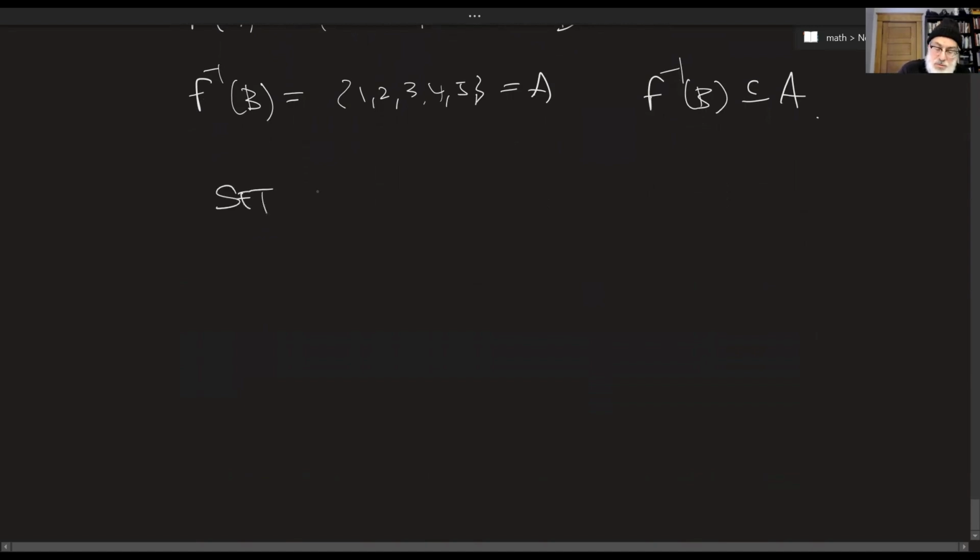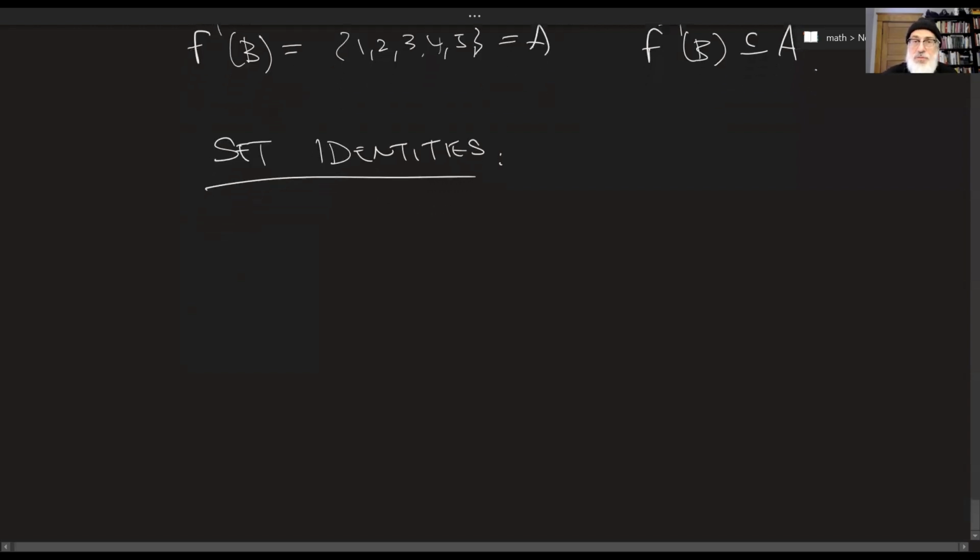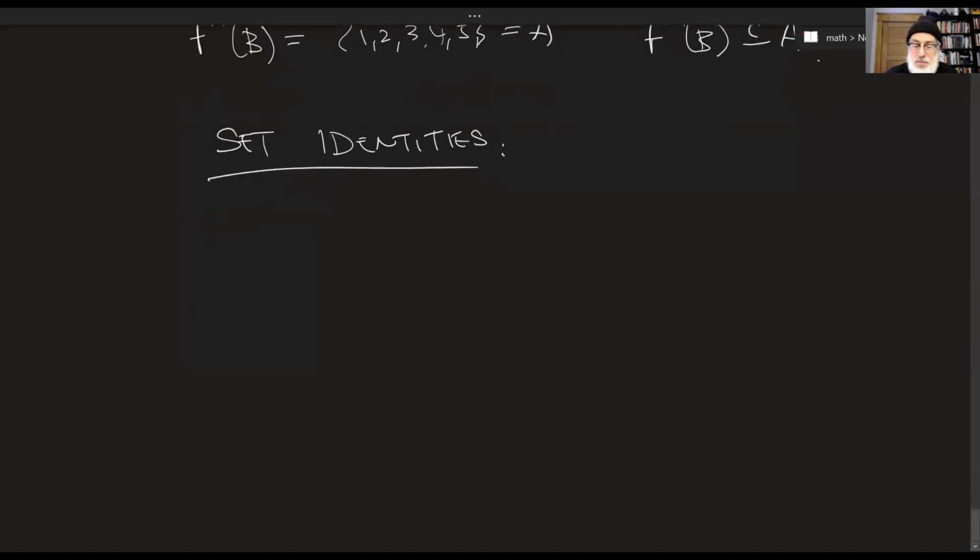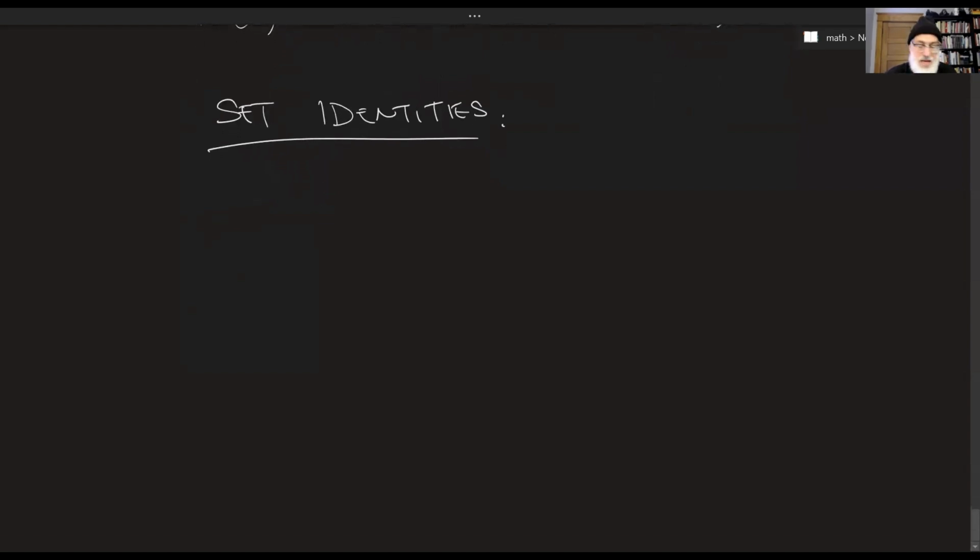Lastly, let's talk about some quick identities. Set identities. I'm not going to prove any of these. If you want to see some of these proved, let me know in the comments, and I'll be more than willing to make a video of that. But these are just some simple set identities that will be useful. And again, in the description, you will find a quick list of all of these things that we talked about today.